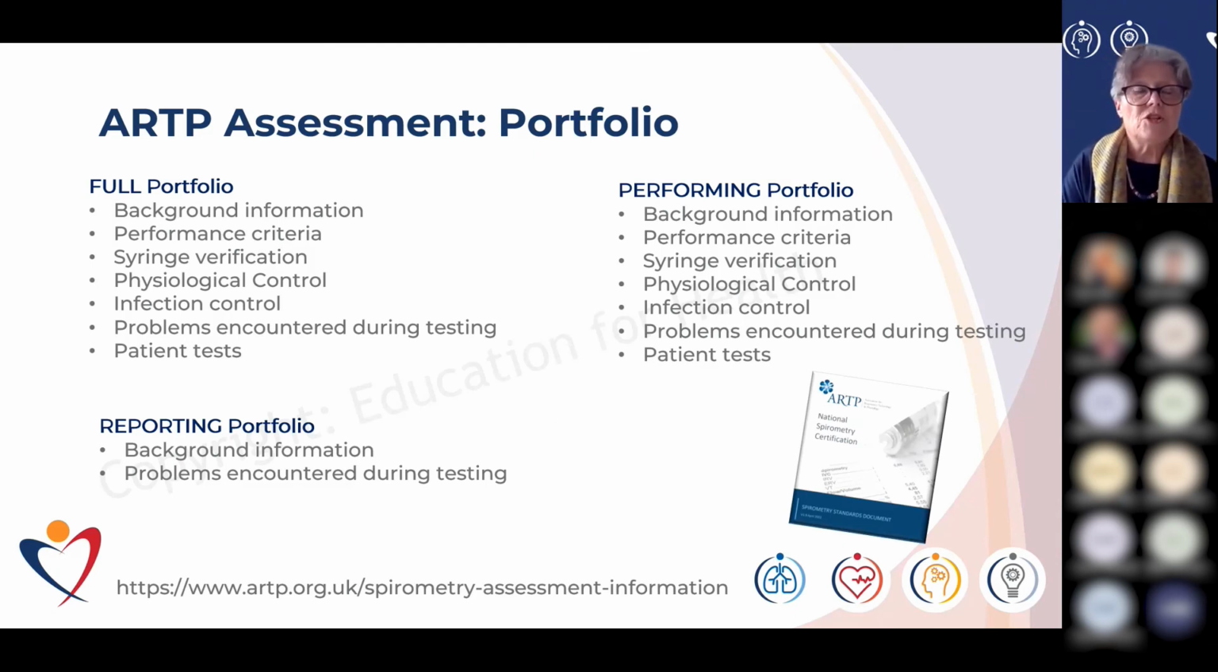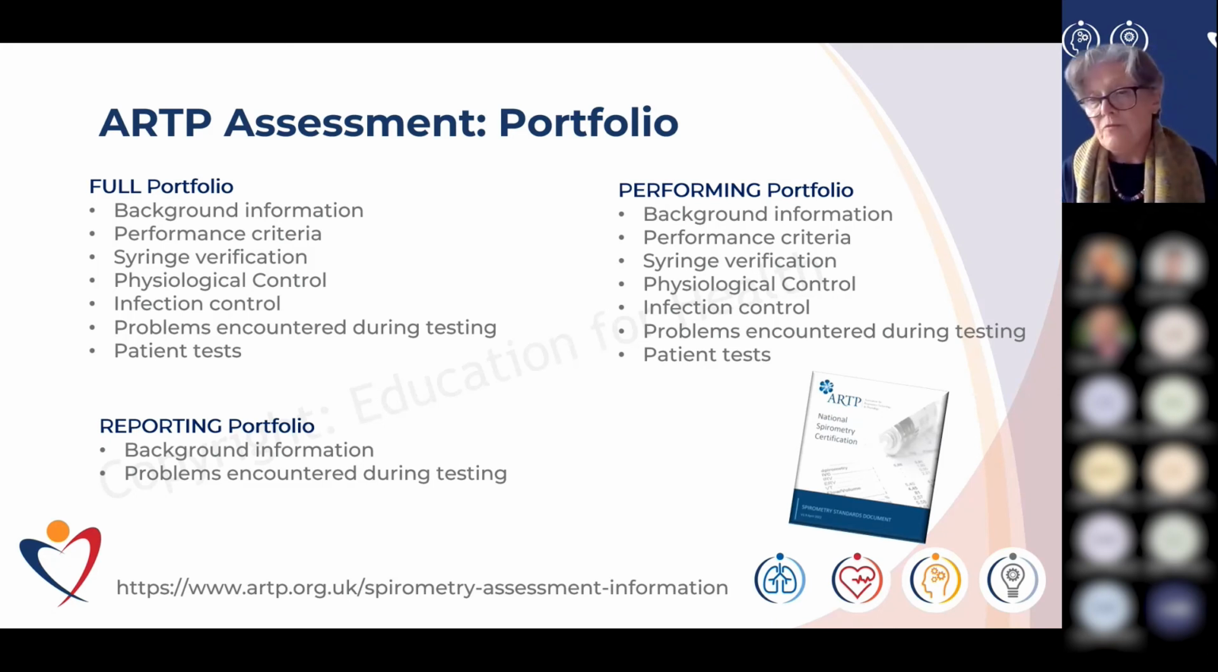with that calibration syringe. You also have to demonstrate your local infection prevention and control procedures, and within that you'll be providing a protocol to demonstrate that you are working to recommended and national guidance as well. You will also look at problems encountered during testing. So you need to demonstrate to the ARTP that you would recognise a problem and what the cause of the problem was and the implication of that problem. So if that was allowed to go unrecognised, what could those implications be?